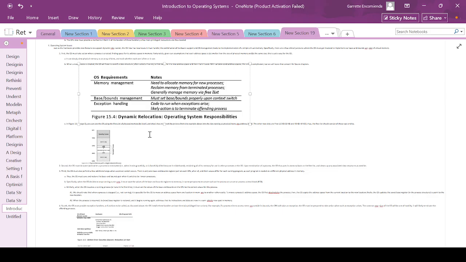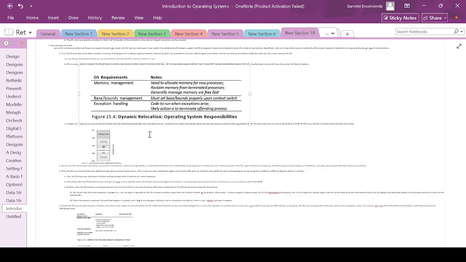So when a process is killed or exits properly, the OS automatically reclaims that memory and distributes it to other processes. That's the memory management we're talking about here. It generally manages memory via a free list. Since again we're talking about fixed size, we use the free list data structure.